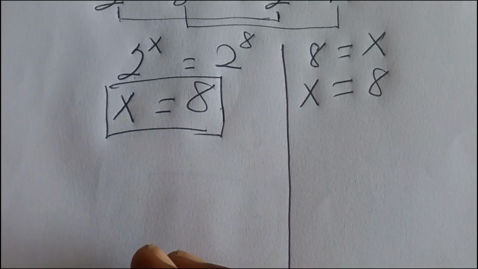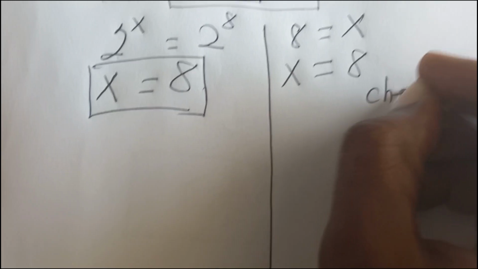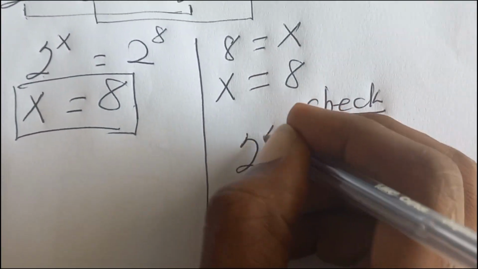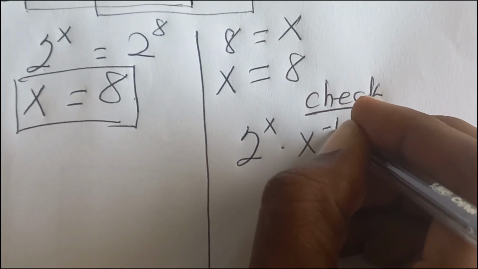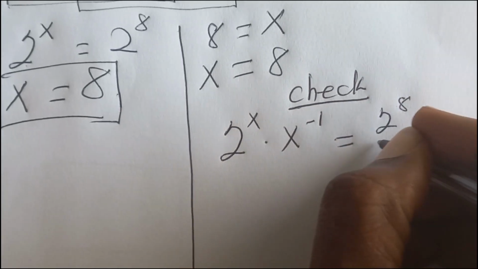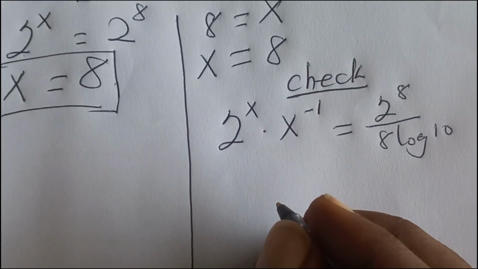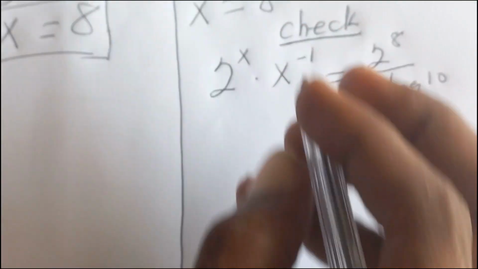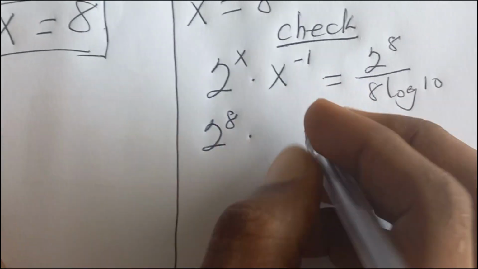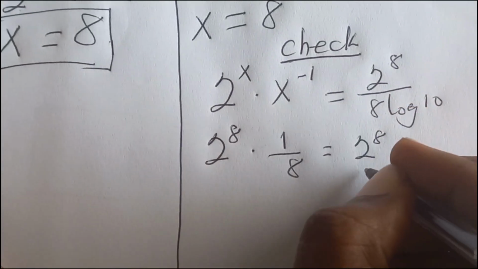Now let's verify to see if indeed our x is equal to 8. So we have 2^x multiplied by x^(-1), which is equal to 2^8 over 8 log 10. So now, when x is equal to 8, we have 2^8 multiplying by 1 on 8, which is equal to 2^8 on 8.